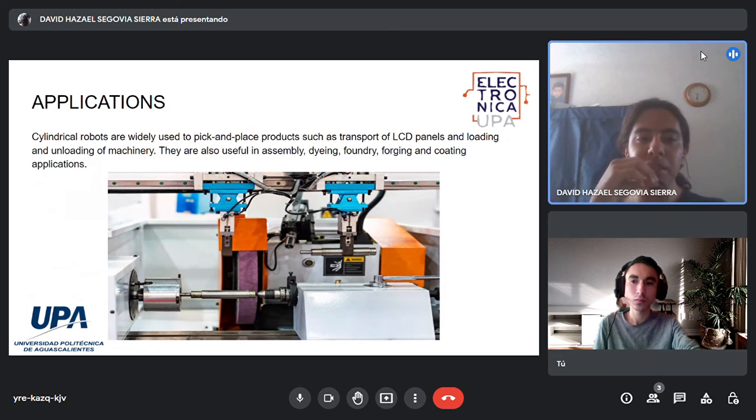Applications of cylindrical robots: they are widely used to pick and place products, such as transport of LCD panels, and for loading and unloading of machinery. They are also useful in assembly, dyeing, foundry, forging, and coating applications.